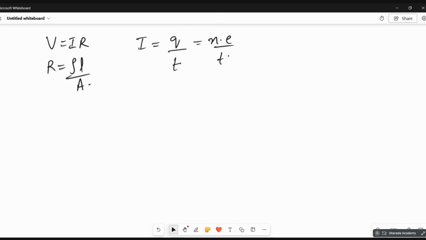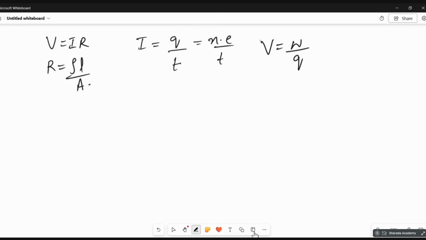What about the relation between work and voltage? What we have said: V is equal to W by Q. Repeat again: V is equal to W by Q. That is, voltage is equal to total work done per unit charge. Okay, so that was the formula we studied.